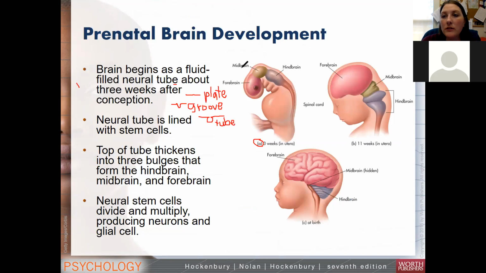If you take human neuropsych or biopsychology, you're going to learn a whole lot more about this, and this is really fun. Okay, so here we go. So it starts with this plate, moves into a groove, and then those cells kind of collapse upon themselves to finish a tube. And then the brain begins as a tube right here.